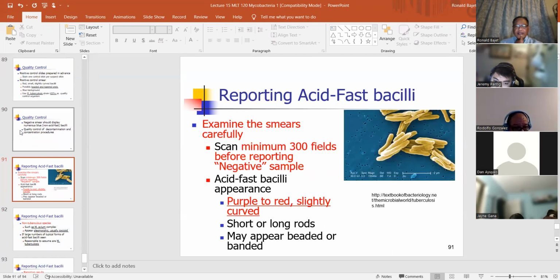Okay, reporting acid-fast bacilli. You need to examine the smears carefully. And the rule is you need to look at a minimum of 300 fields before reporting a negative sample. So you need to thoroughly review the smear and look for anything red. Acid-fast bacilli appearance: purple to red, slightly curved. You see any red, it's a positive smear.